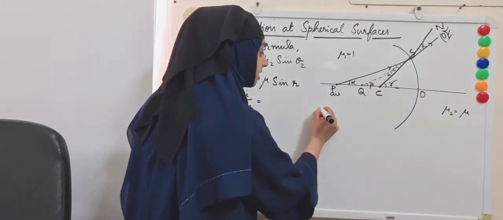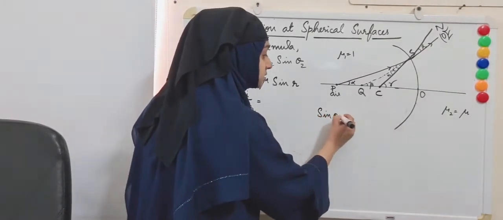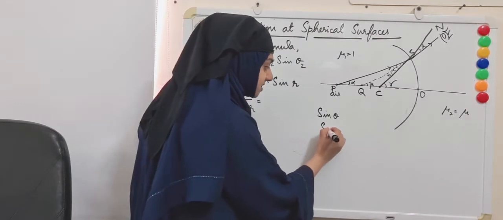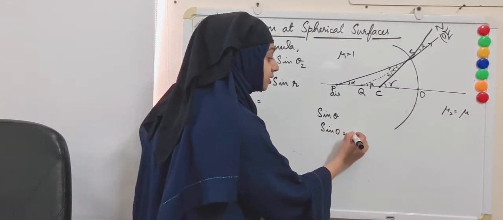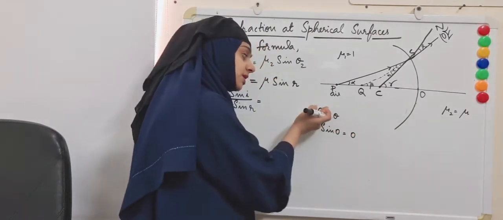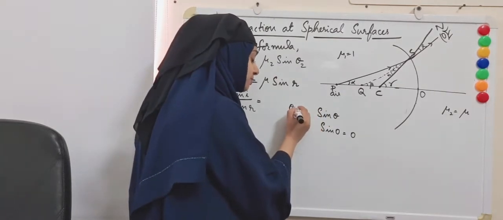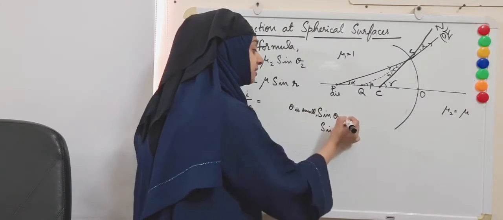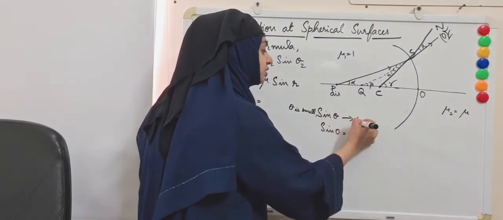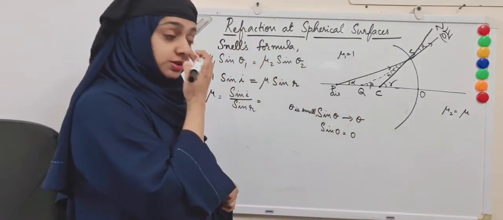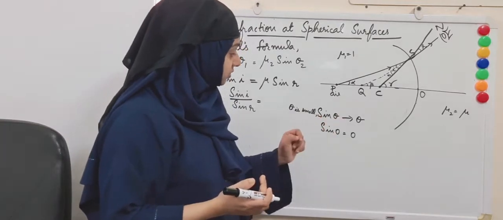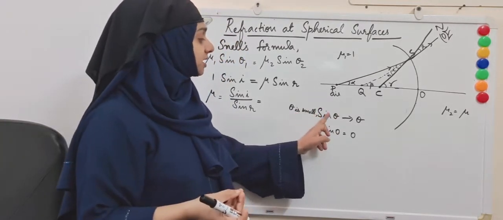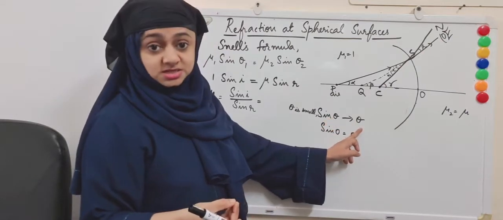What about sine theta when theta is very small? You know that sine 0 is equal to 0, and similarly if theta is small, sine theta will tend to give you theta. So this is a trigonometric consideration where whenever theta is very small, we can consider sine theta as theta.